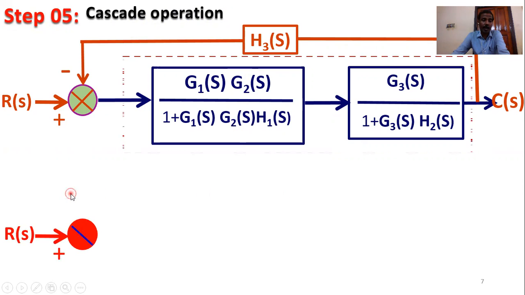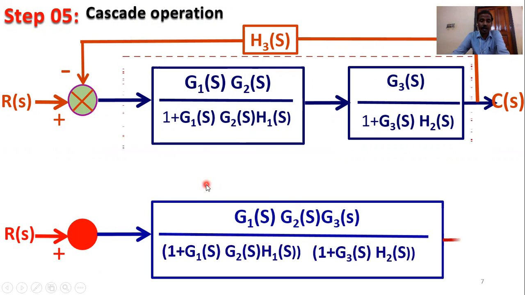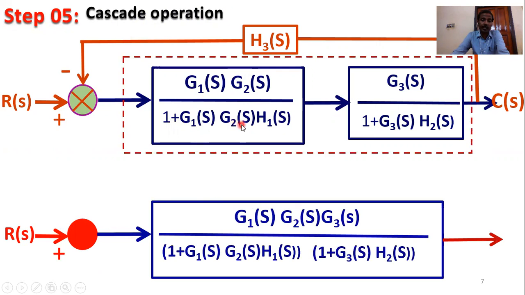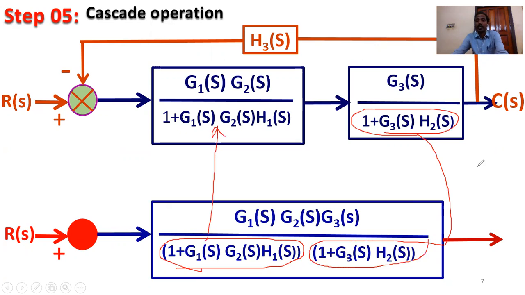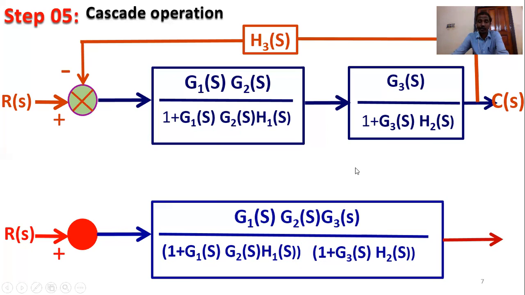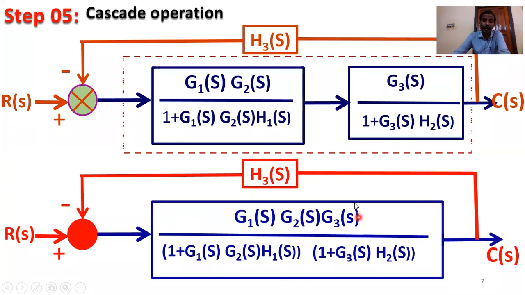So R(s) reference input. This is the comparator summing point. G1(s), G2(s), and G3(s) is the product, and the denominator is 1 plus G1(s), G2(s), and H1(s), first block, times 1 plus G3(s) into H2(s). This is the negative feedback H3(s).